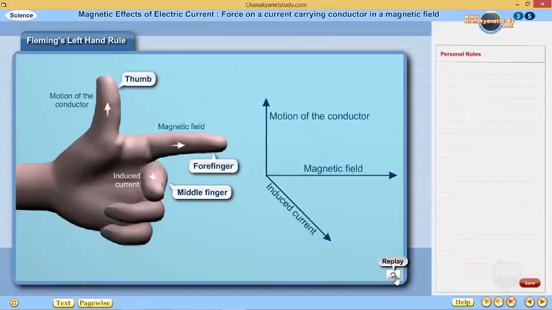Current is a flow of charge. This means that moving charges in a magnetic field would experience a force. This property is used to accelerate charged particles to very high energies. These high energies of the particles are used to study the structure of matter.